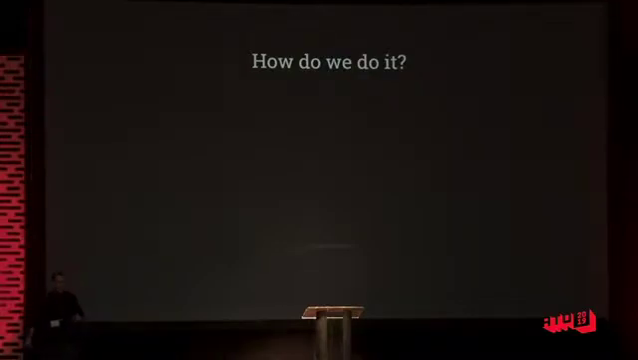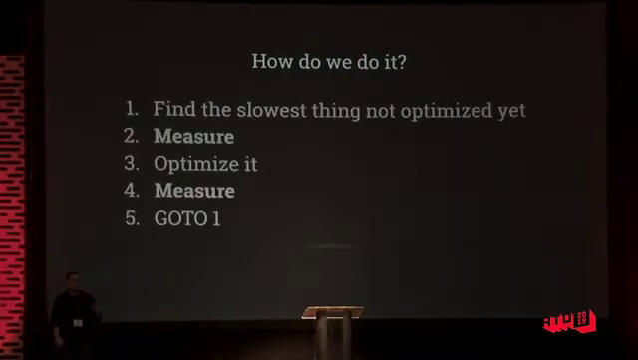So when you're talking about how do you tune performance, the formula is very, very simple. Find the slowest thing, measure it. 1 and 2 are kind of the same step. Optimize it, measure it again. People forget this. If you're not measuring, you have no clue if you made it faster.